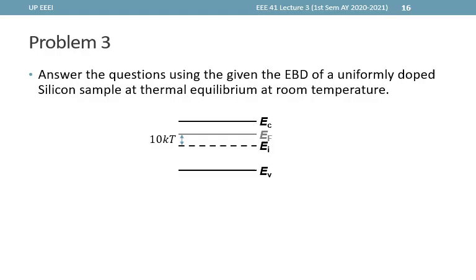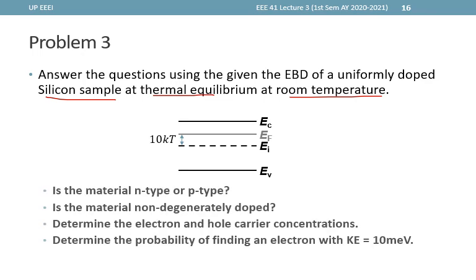Okay, last problem for this video. Answer the questions using the given EBD of a uniformly doped silicon sample at thermal equilibrium at room temperature. So we have this EBD. We are asked: is the material N-type or P-type? Is the material non-degenerately doped? Determine the electron and hole concentrations. Determine the probability of finding an electron with a kinetic energy of 10 milli-electron volts.